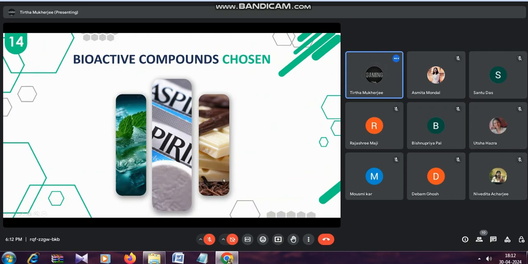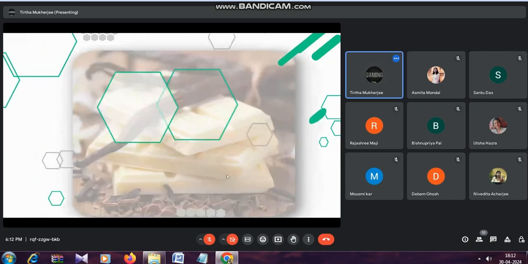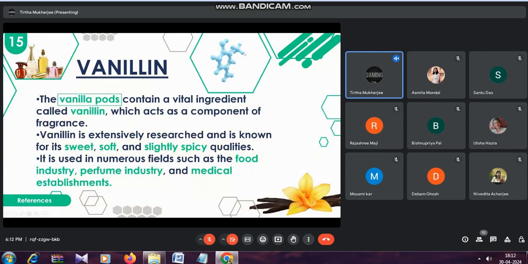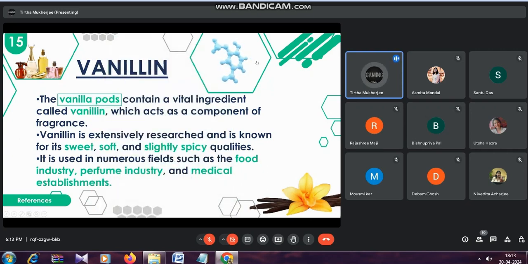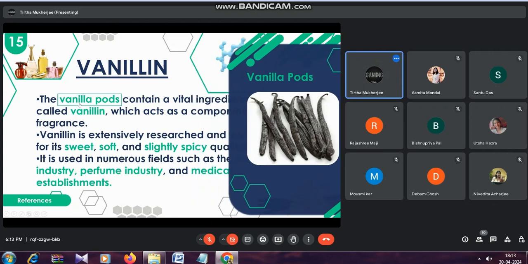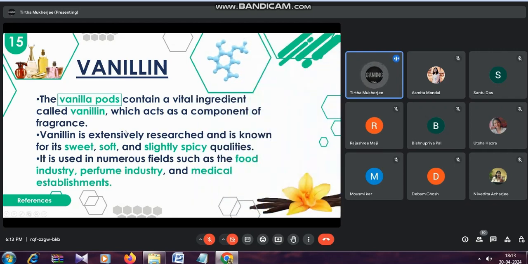Moving on, our next compound is vanillin. Now, this is the structure of vanillin and the isotope. The vanilla pods contain a vital ingredient called vanillin. This is the picture of vanilla pods. Vanillin acts as a component of fragrance. It is an extensively researched molecule, also known for its sweet, soft, and slightly spicy qualities. For this reason, it is used in numerous fields such as food industry, perfume industry, and medical establishment. These are the references.